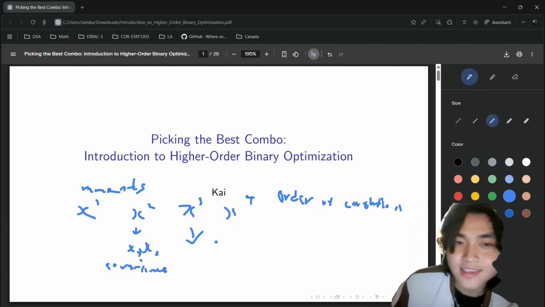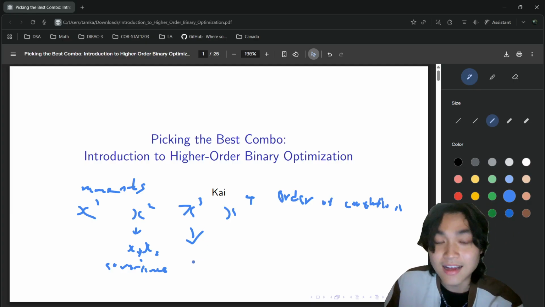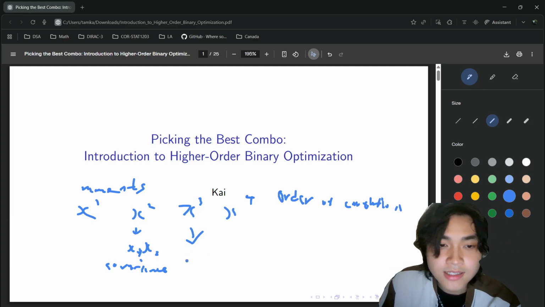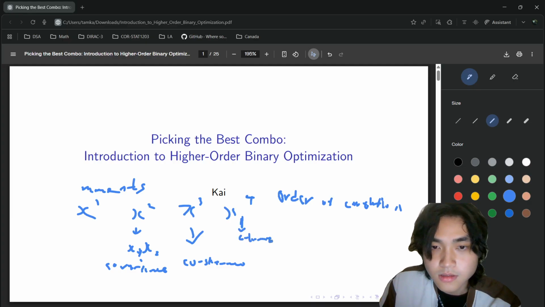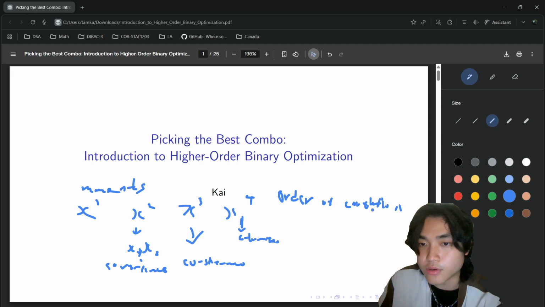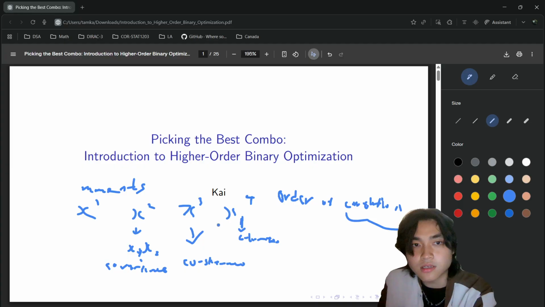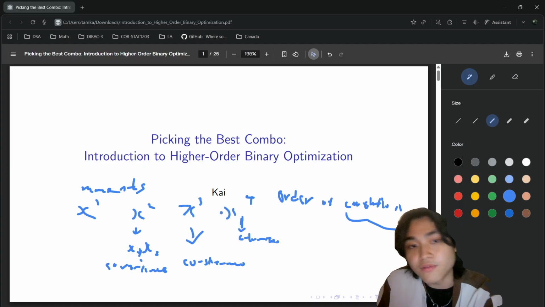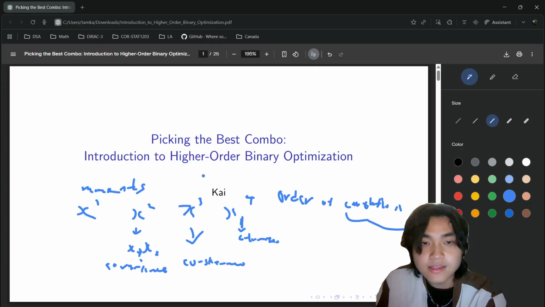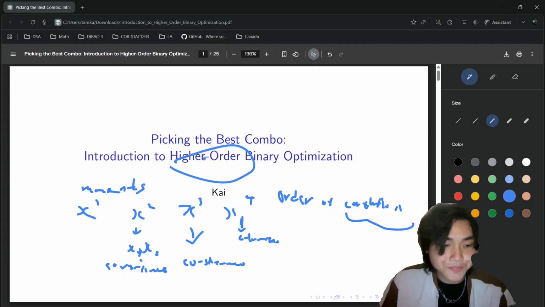Then what about power of three? The third moment, right? So this is co-skewness, and this is co-kurtosis. This is where the idea of order of correlation came from, where we are trying to model the interactions between two or more variables. So that is for high order.